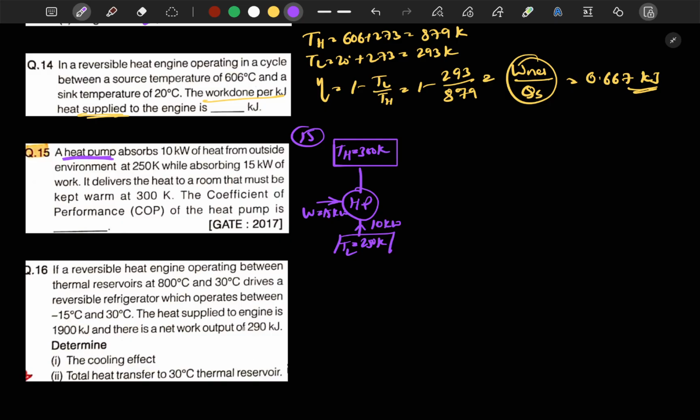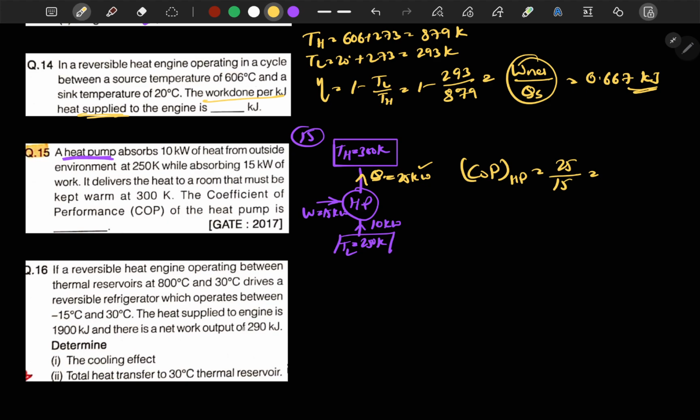Okay, the coefficient of performance of the heat engine, oh sorry, heat pump. So what is the coefficient of performance? The net heat that will be supplied to the room is the work done plus this, so this will be 25 kilowatt. So we can say that COP of heat pump is equal to the desired effect, which is 25 kilowatt, and what is provided is 15 kilowatt. So we can calculate it by solving this.